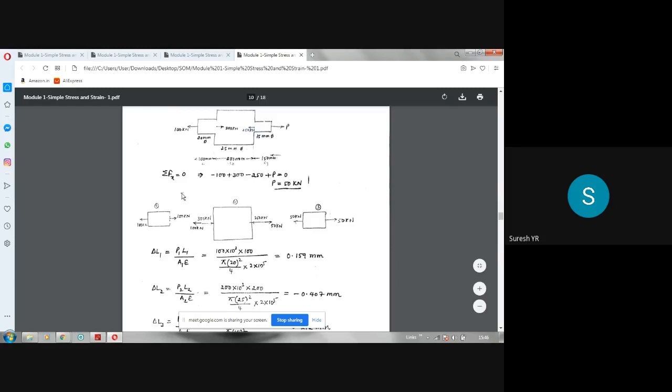Okay, so 100 kilonewton is there here. To balance that, you have to take 100 kilonewton towards right, and here also 50 kilonewton is acting towards right. To balance that, we have to take 50 kilonewton towards left. Okay, now take the middle one.